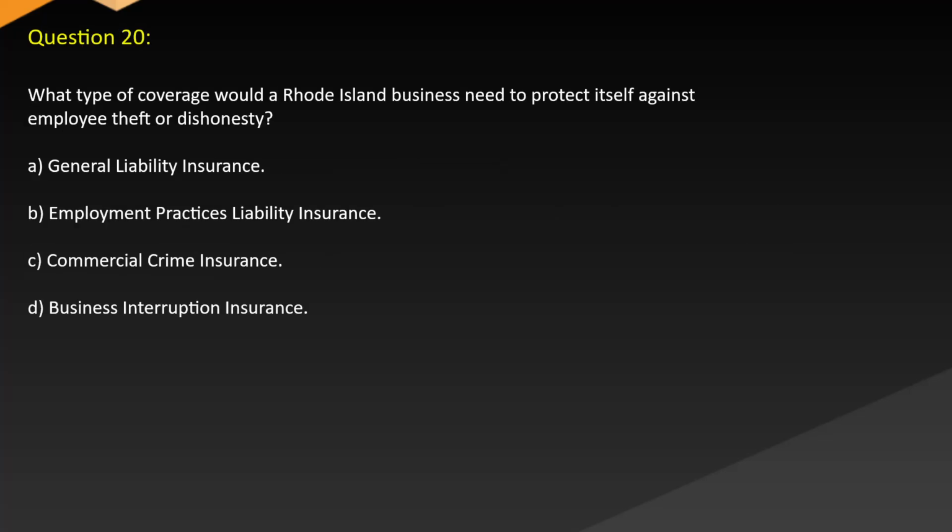Question 20. What type of coverage would a Rhode Island business need to protect itself against employee theft or dishonesty? A. General liability insurance. B. Employment practices liability insurance. C. Commercial crime insurance. D. Business interruption insurance.